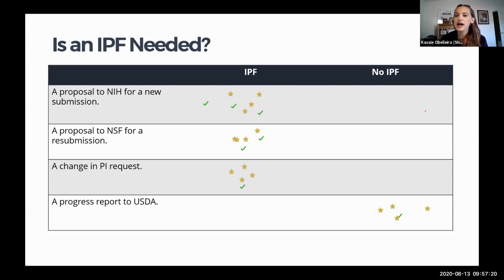Okay, so I think we have enough answers to go ahead and look at this, and I'm very pleased to see our answers here. Yes, we would need an IPF for a new proposal to NIH. We would definitely need that. We would need an IPF for a resubmission as well, and for a change in PI request, but not for a progress report to the USDA.